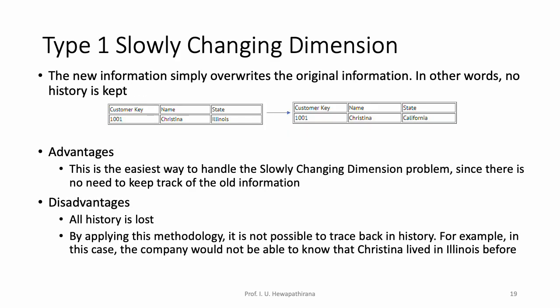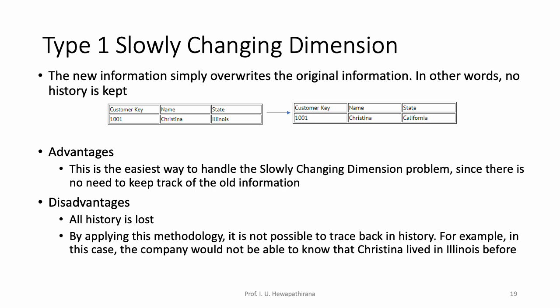So this is how the type 1 solution is applied. You can see the first table, and the previous state is deleted and this new state is added, right? So the new information simply overwrites the original information. No history is kept. The advantage is this is very easy. There is no need to keep track of the old information, right? And the disadvantage is all the history is lost. So you don't know when this customer changed the location.